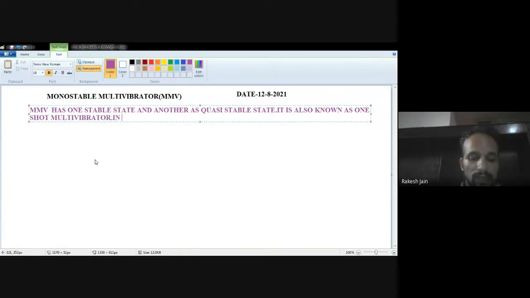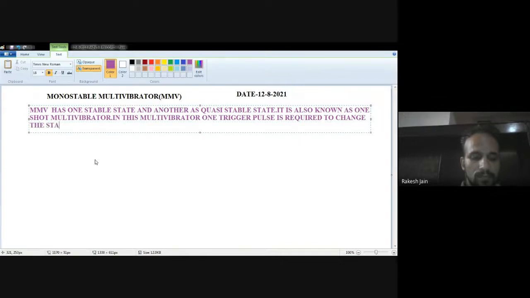In this multivibrator, trigger pulse is required. In this multivibrator, one trigger pulse is required to change the state. Okay. In this multivibrator, one trigger pulse is required basically to change the state.